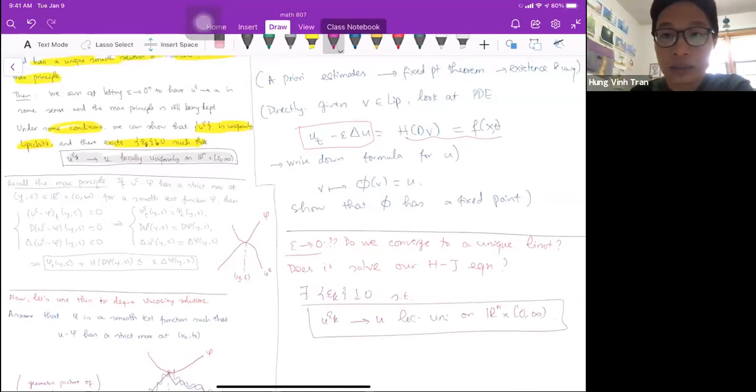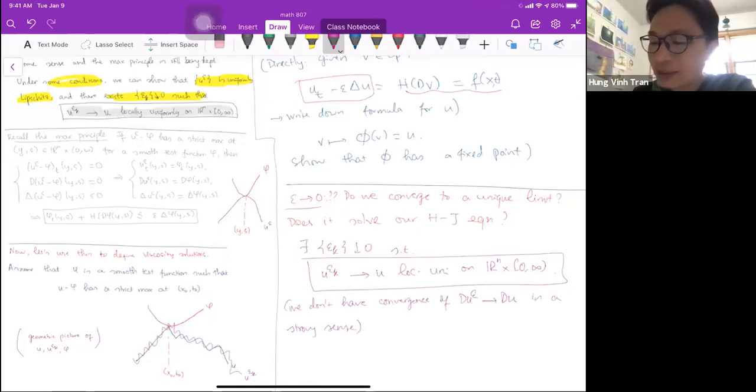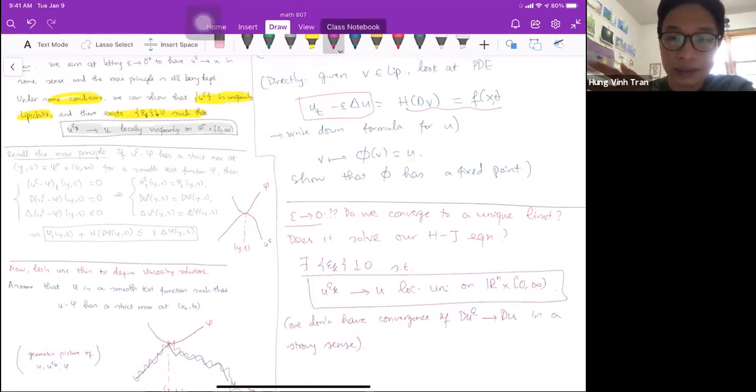So that's the point. I only have the uniform convergence, so we don't have convergence of Du epsilon to Du in a strong sense, right? In a strong sense. When you say that Du epsilon is bounded, you can say that it converges to Du in the weak star sense, in L infinity, but it doesn't converge in a strong sense.